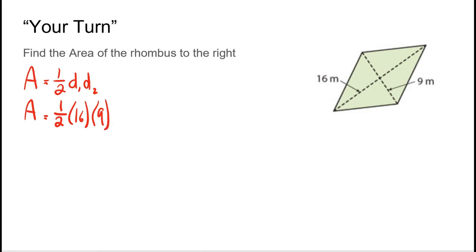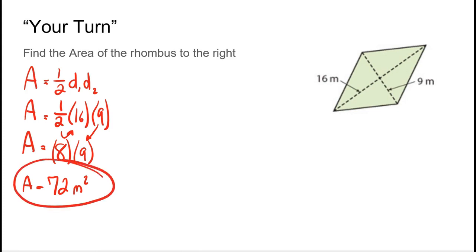And it, again, doesn't matter which one you call diagonal 1, which one you call diagonal 2, as long as you use each one of them. And then it's just multiplying. And again, we can multiply in any order we want, and we'll still get the same answer. So let's do half of 16 first, 1/2 times 16, which is 8. The 9 just comes down, and 8 times 9 is 72. So we have 72 meters squared for this rhombus.